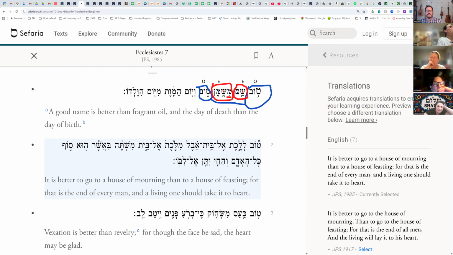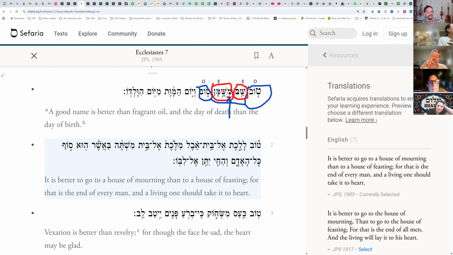Just to help you understand this mem in front, literally the mem means from, but it often can mean in a comparison than, T-H-A-N. A name is better, or more good is a name than good oil. Usually translated as fine oil. In this case, it says fragrant oil.